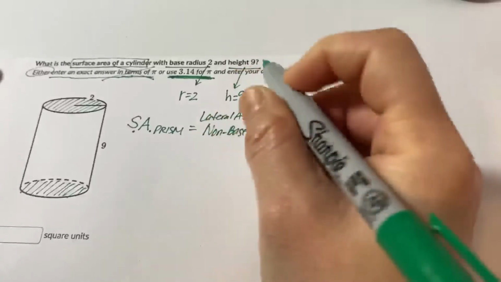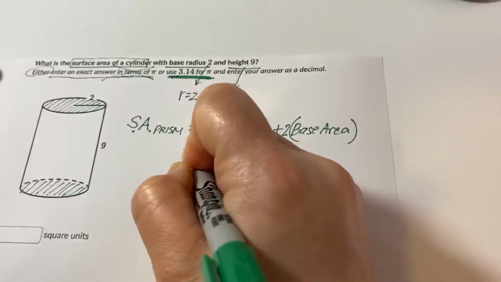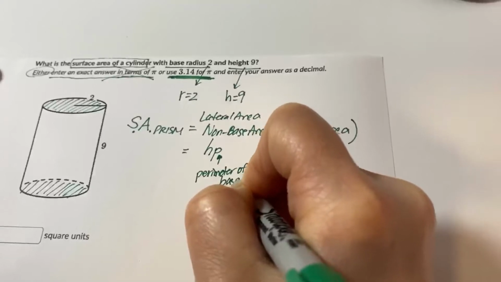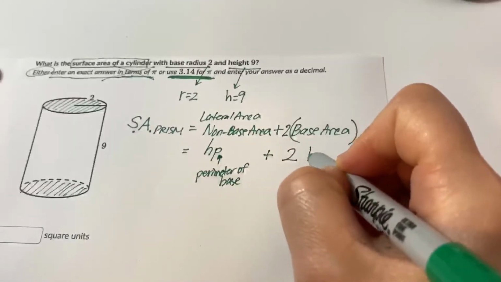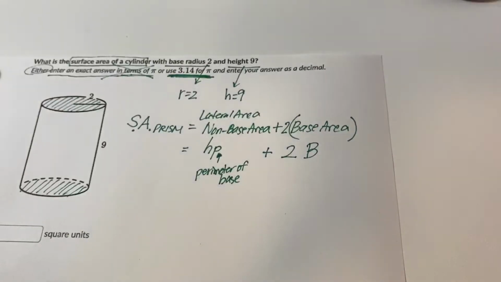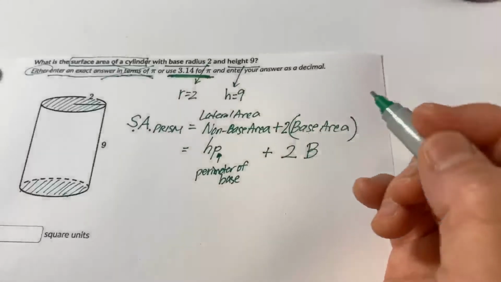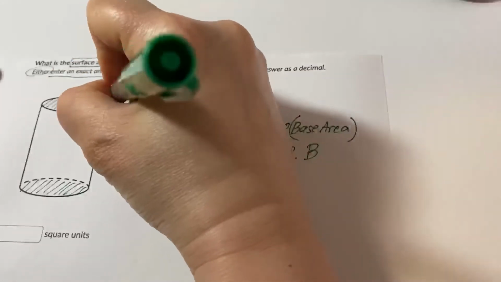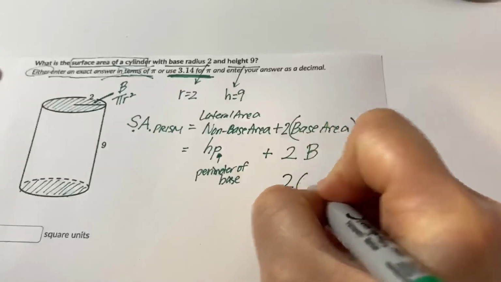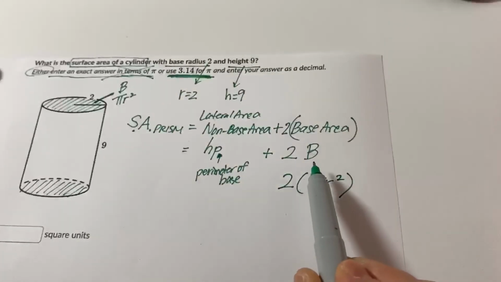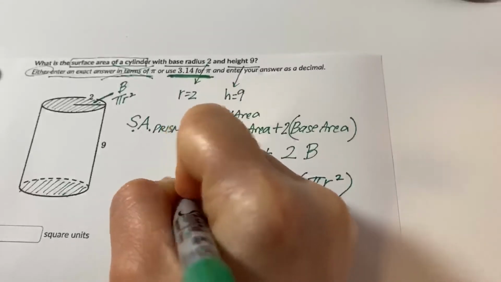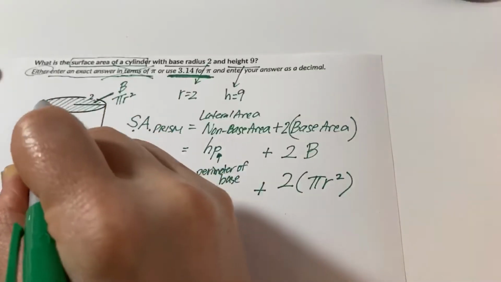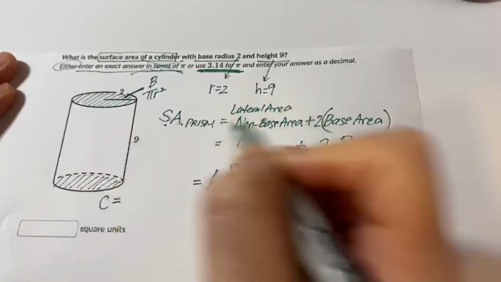Now, non-base area, known as lateral area, is found by hP, and P is the perimeter of the base. And then once again, we're going to use capital B for base area. Now let's start plugging in formulas. If I wanted to find the area of a circle, my base area of a circle is pi r squared. So let me plug in my formula, pi r squared for base area, plus. Now here it says the perimeter of the base. But when you learned about circles, the perimeter of a circle is known as circumference.